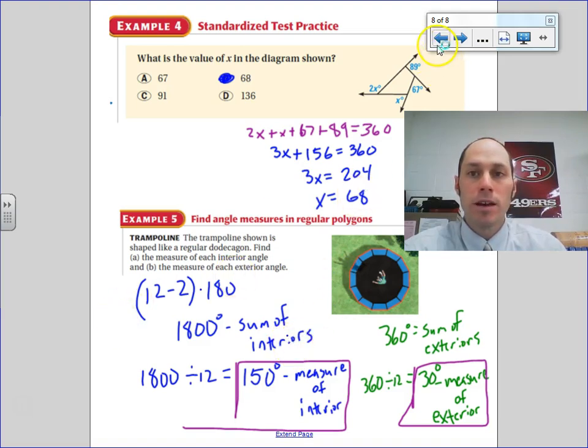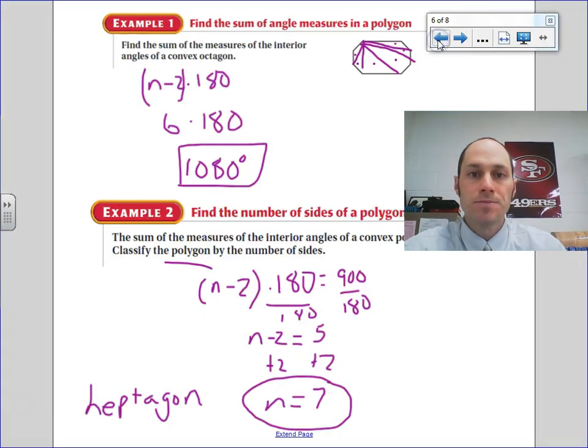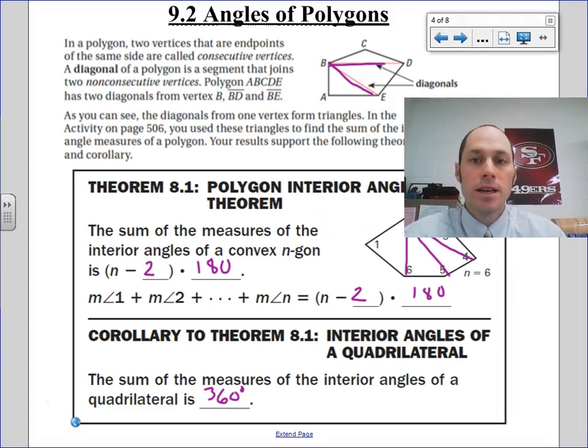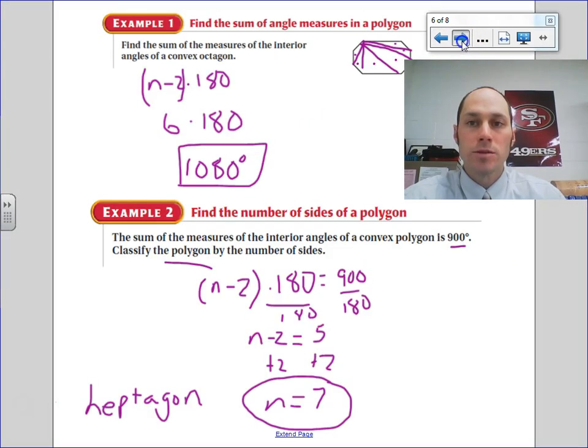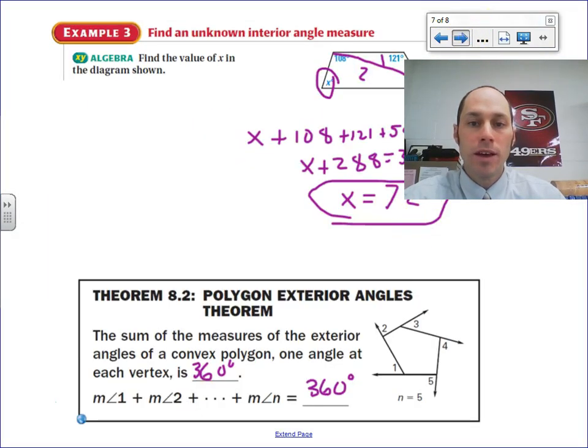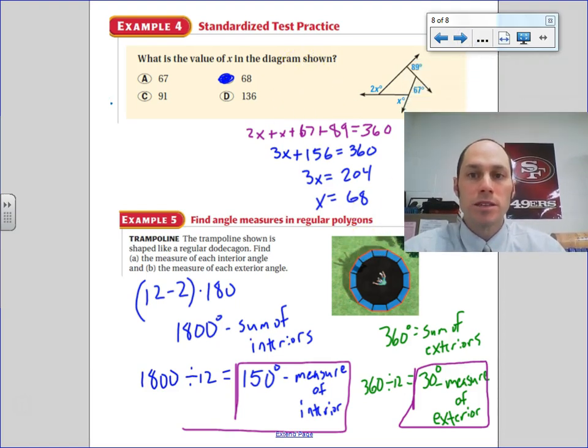And today we learned about how to find the sum of the interior angles. So find triangles, and then multiply the number of triangles times 180, and the sum of the exterior angles, which is always 360. So you'll apply that in problems where it asks to find any interior or exterior angle.